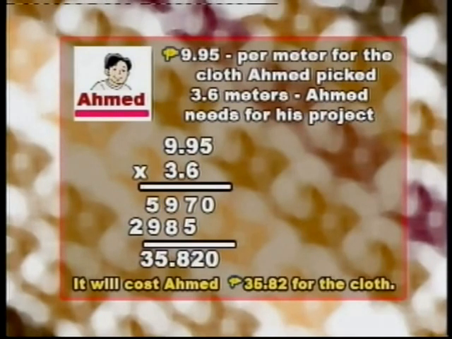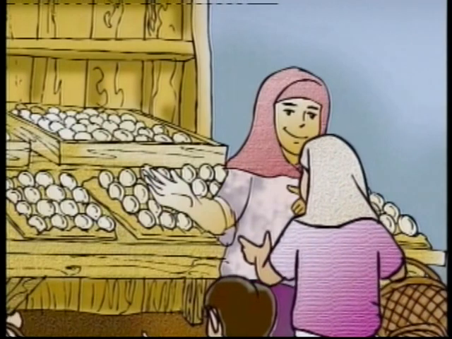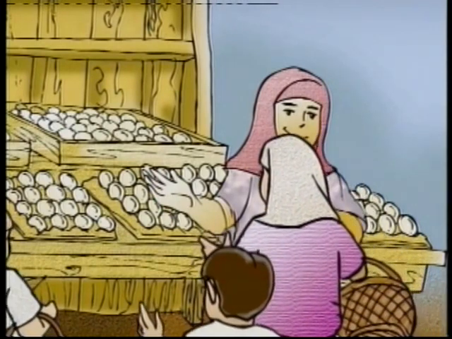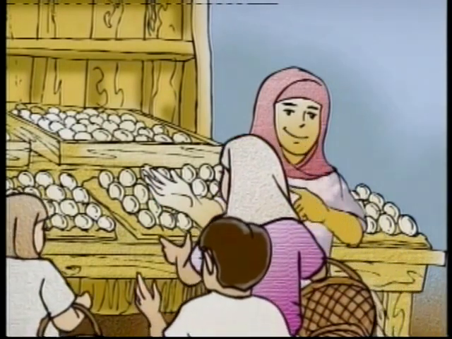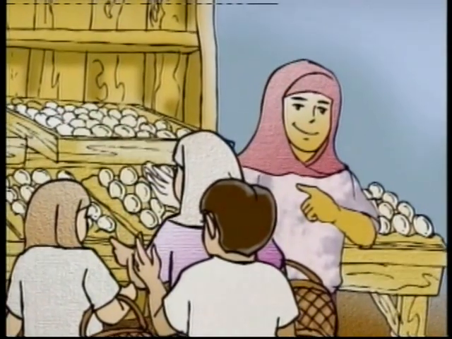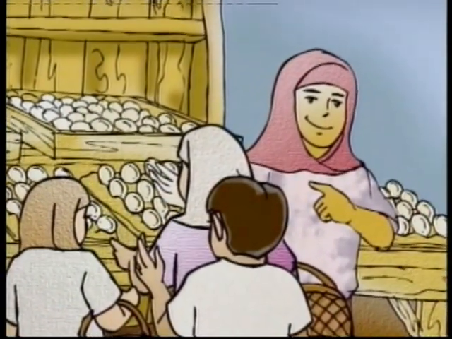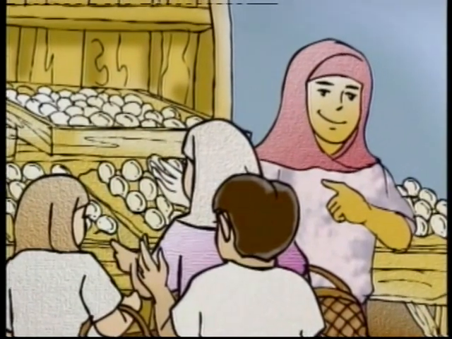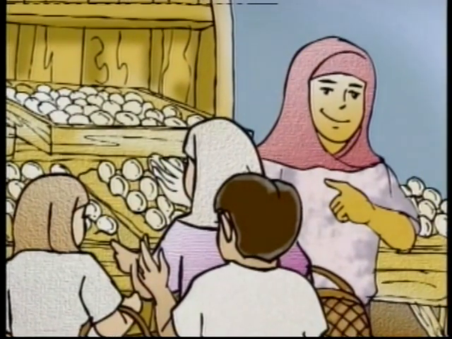Did you get it? Let's get on with the story and the last question. The 3 friends went to the egg vendor. Ningning told the vendor that her mother wanted 14 dozens of eggs for the fiesta. The egg vendor knew that Ningning's mother is head of the food committee for the town fiesta. So, he gave Ningning a discount for the eggs.